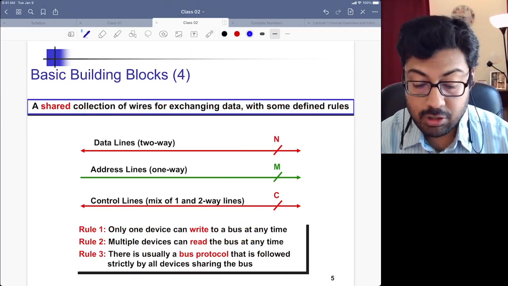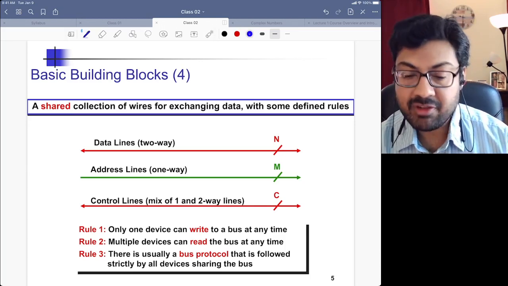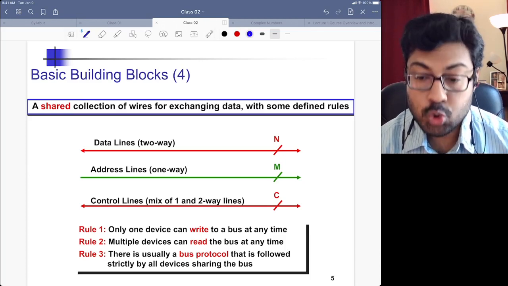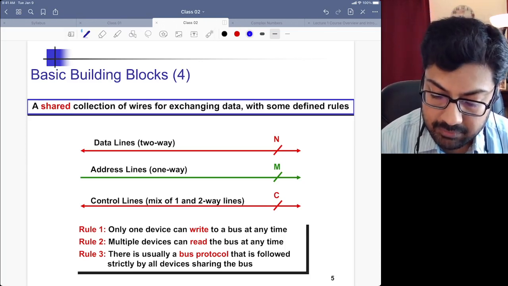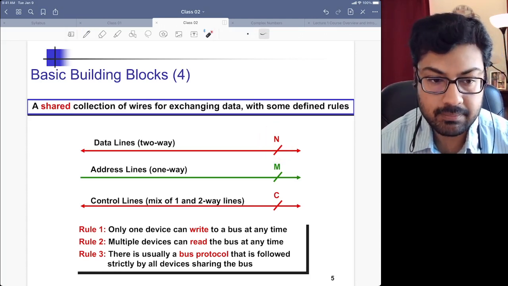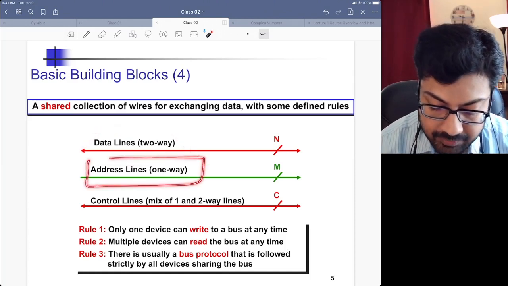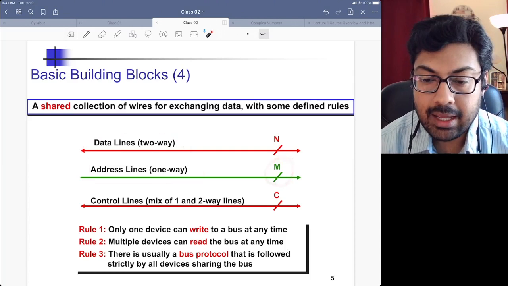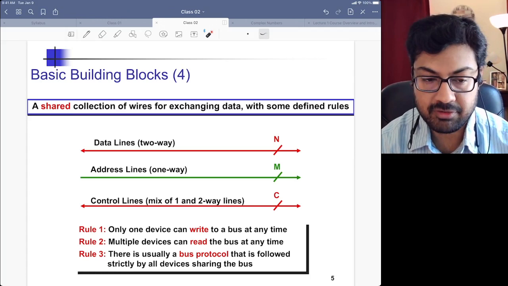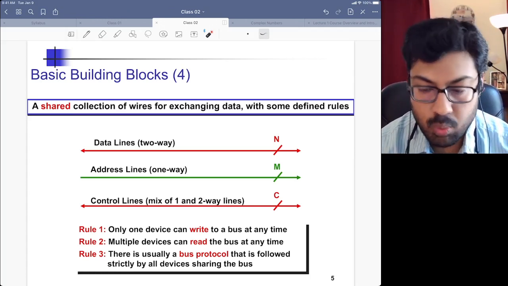Now, as I said, we also need buses to move data from one end to the other. And these buses can be of 3 different types. One, you could have data lines, which are two-way buses. And in this case, we are showing that the two-way buses are n-bit. Those are data lines. Then you have address lines, only one way, and they are m-bit buses. Why are address lines one way?